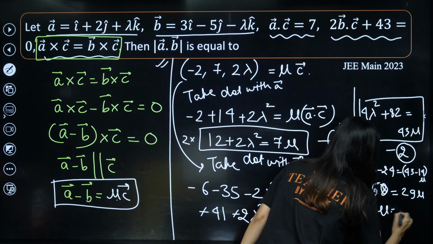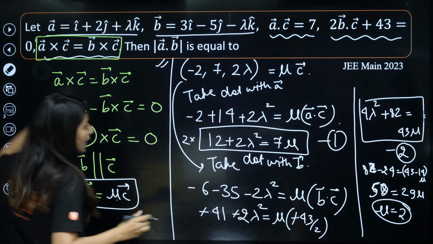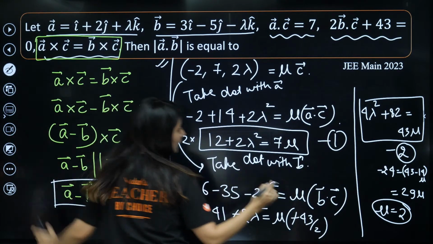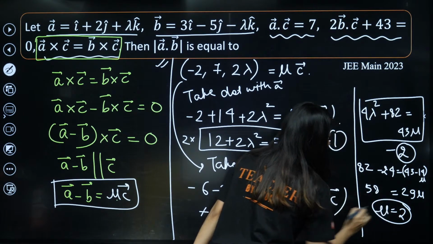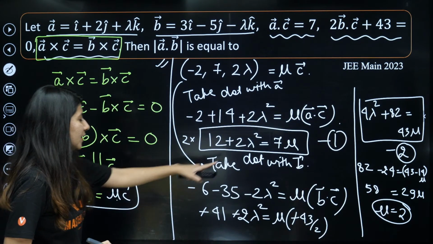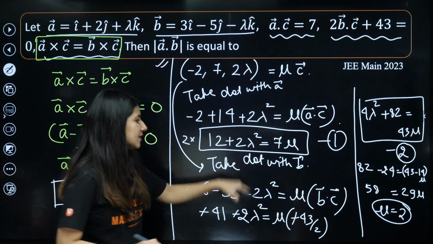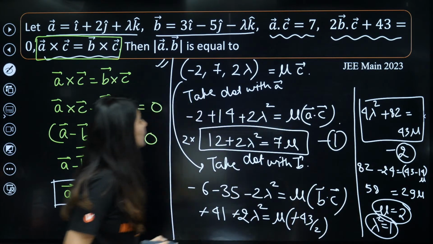So mu will be what? The value of mu is coming out as 2. Right? So value of mu is 2. The moment you plug in value of mu equal to 2, what you will get is lambda square is 1. Lambda square is 1, value of mu is 2.